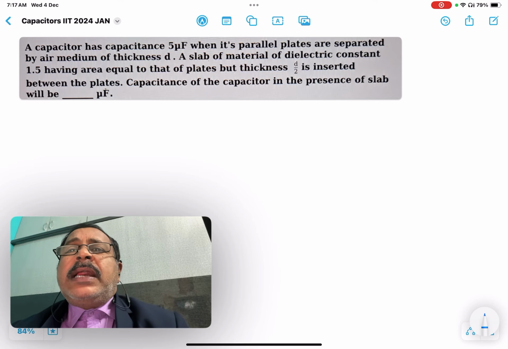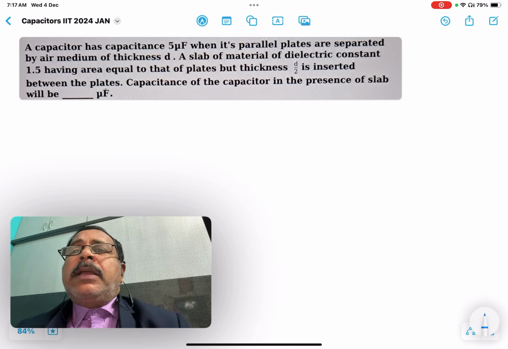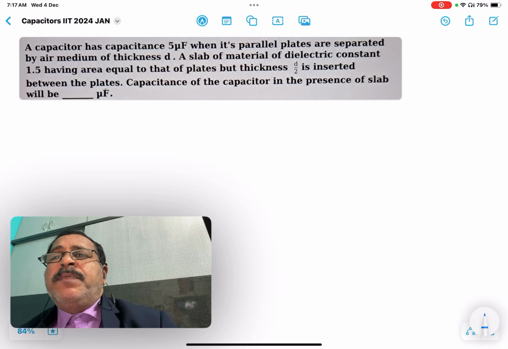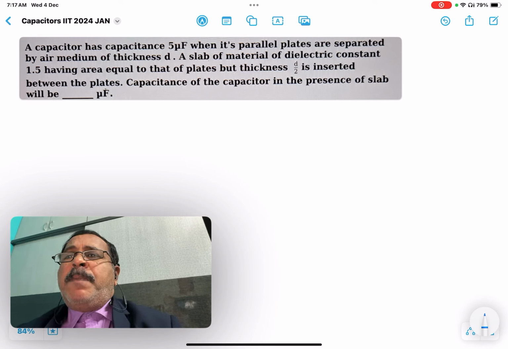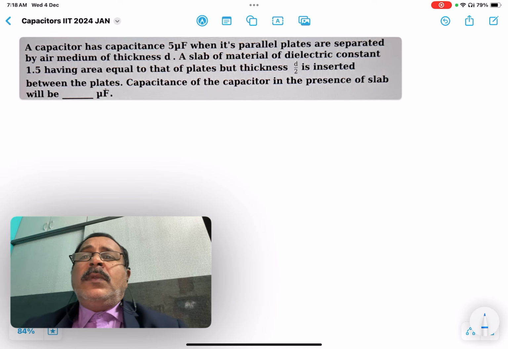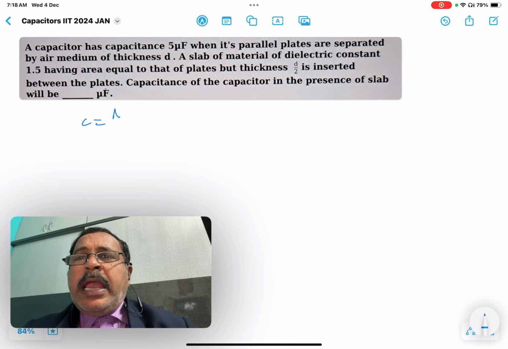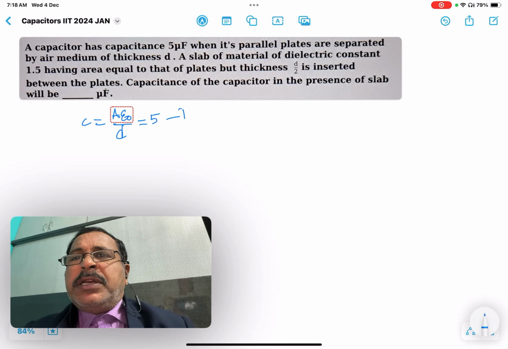Okay, a capacitor has capacitance 5 microfarad. So this is also a 2024 January paper question. A capacitor has capacitance 5 microfarad when its parallel plates are separated by air medium of thickness D is given there. Okay. So capacity C is equals to A epsilon naught by D. That value is given as 5, equation number 1.